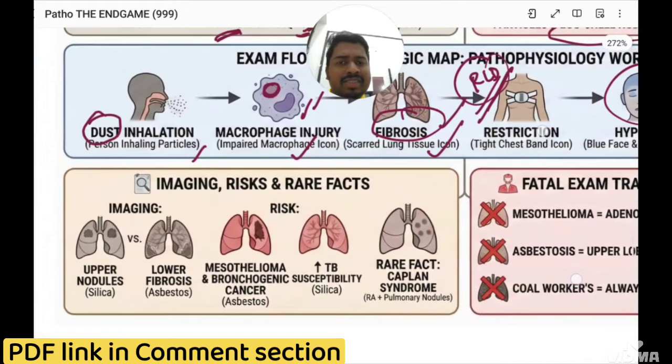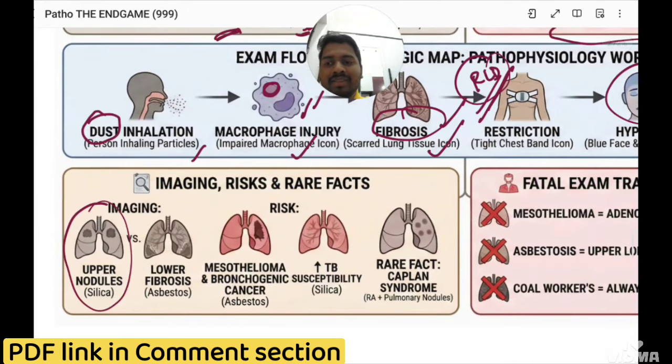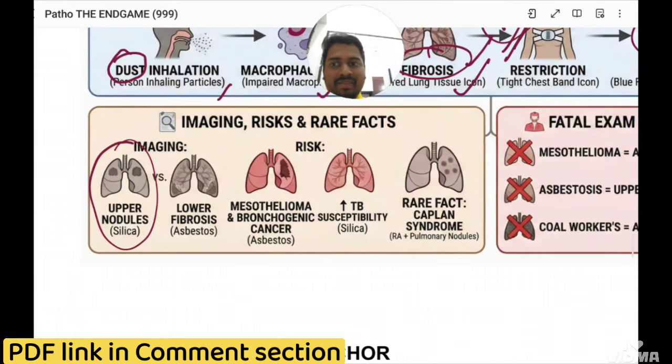Okay. So the most important thing is imaging only. In silicosis, you get upper lobe fibrosis with upper lobe nodules with eggshell calcification. And in asbestosis, you get lower lobe fibrosis along with pleural plaques.